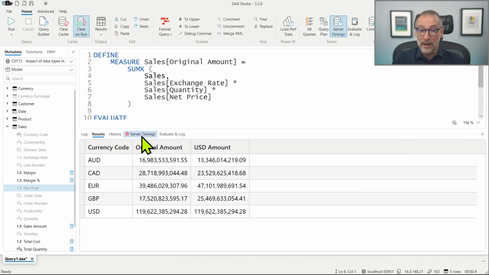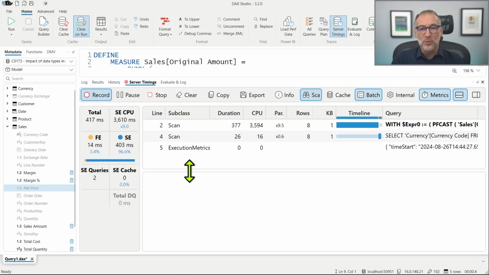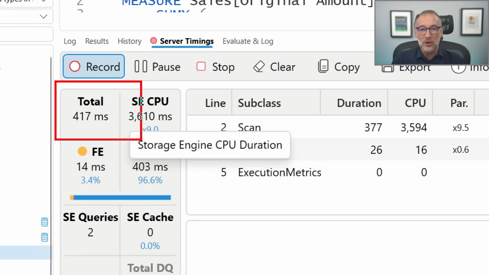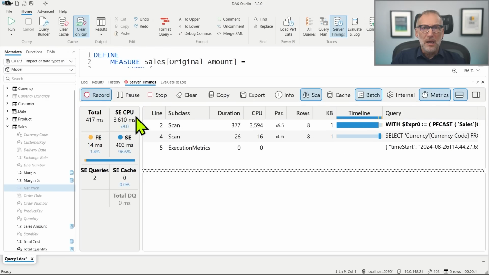The numbers are correct, but if we take a look at the server timings, you see that the query was pretty fast. It ran in half a second. But if we look at the storage engine CPU, it took 3.6 seconds of storage engine CPU, with a degree of parallelism of 9.0, meaning that the query has been executed in half a second, but not because the algorithm is pretty good. The thing is, the massive parallelism speeds up the query by a lot. However, there is a value for the storage engine that is definitely too large. And there are 2 storage engine queries.